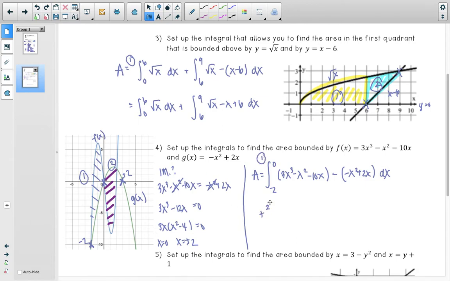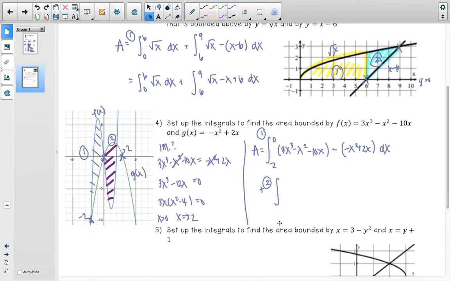You would add the second area. I'm just going to put a 2 here, and we're going to set it up here too. I'm not going to clean it up, I'm just setting this up for you. You can integrate the rest. I really know you can.